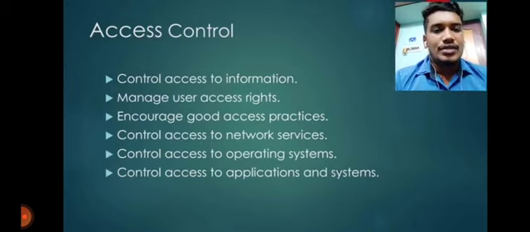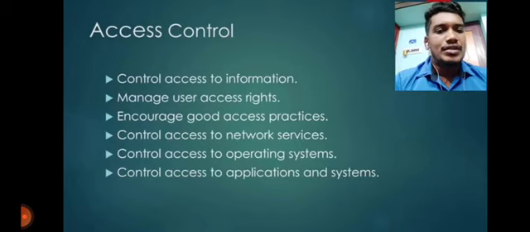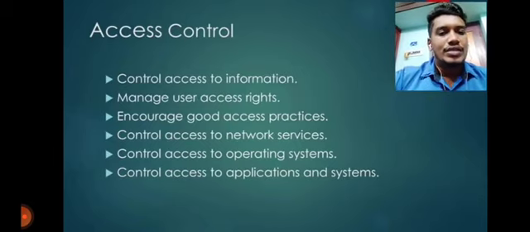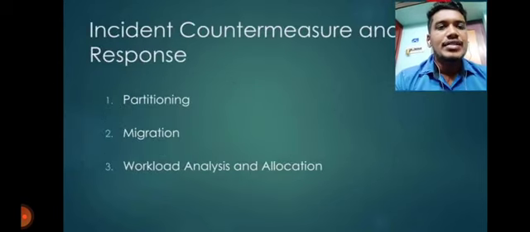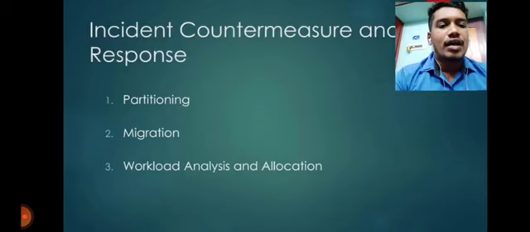operations. Next, another one is control access to operating systems. The operating system can be accessed through cloud access. Next one is control access to applications and systems. Applications and systems can also be controlled for user access. Next, incident consumption and response, participating and migration, and workload analysis and allocation. They are the three parts of incident consumption and response.